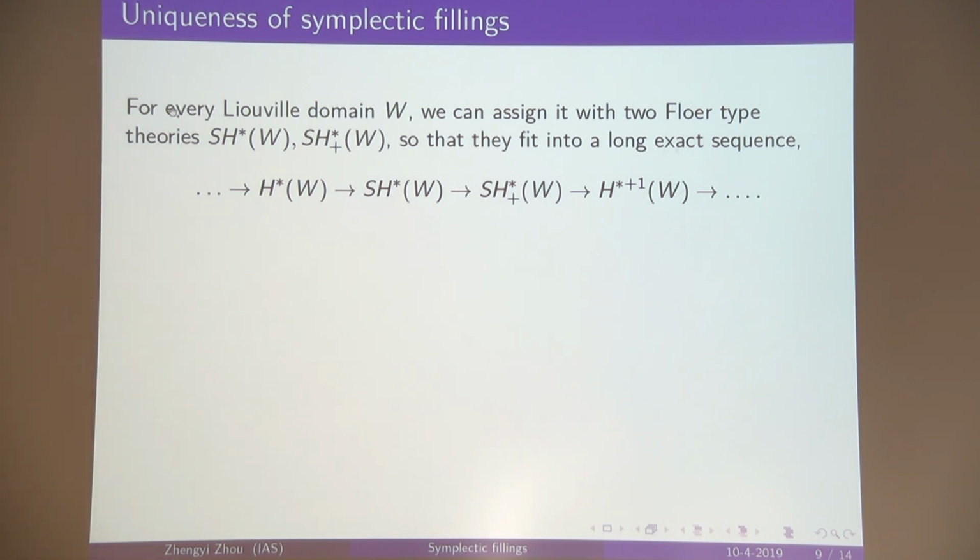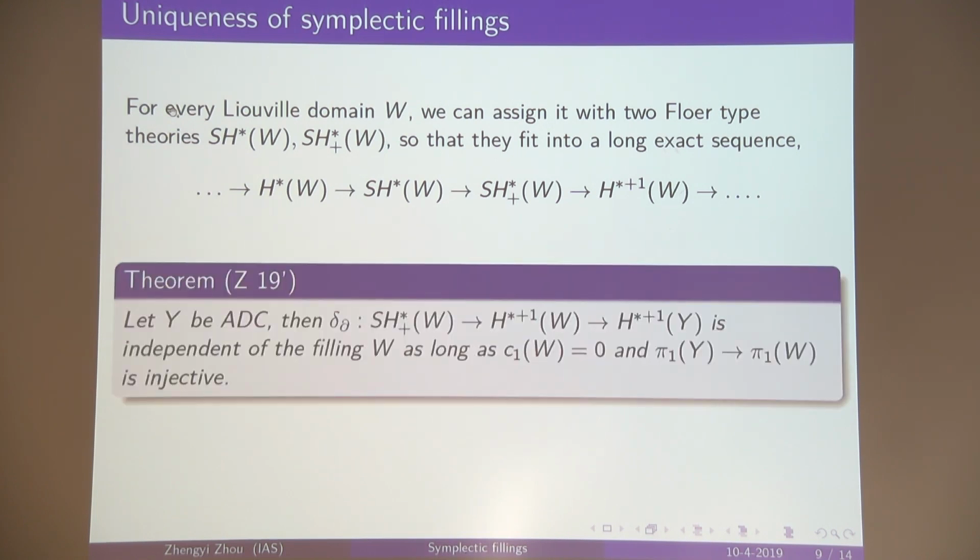SFT is an enormous algebra. It's super hard to work with. So what I proved in summer is the following. If Y is ADC, then this map, where the first map is from SH plus to the filling, and you restrict to boundary, is independent of filling when you have these two topological conditions.